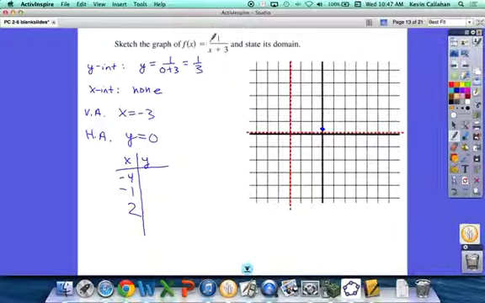So I'll put into the function. 1 over -4 plus 3 would be -1 plus 3 is 2, so that's 1/2. And 1 over 2 plus 3 is 1/5. So let's plot those points. -4, -1. -1, 1/2. And 2, 1/5.